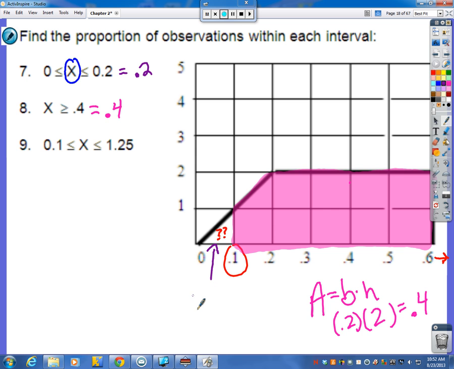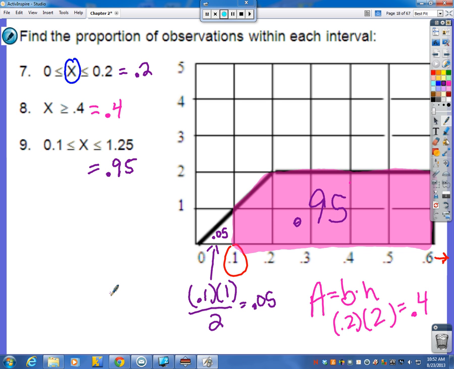So this guy's another little triangle. Its base is 0.1, and its height is 1. And we got to divide triangles in half. So this is really what? That 1 doesn't really make any difference here. That's 0.05. So that little baby triangle has an area of 0.05, which means how much is the rest of this? 0.95, or 95%.